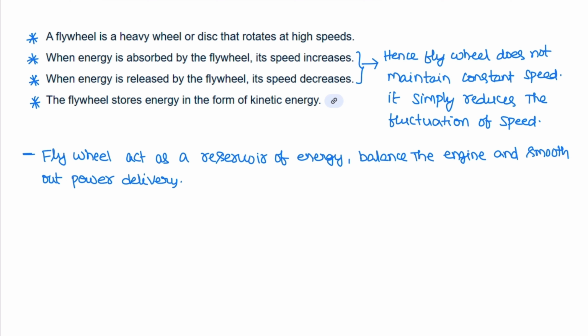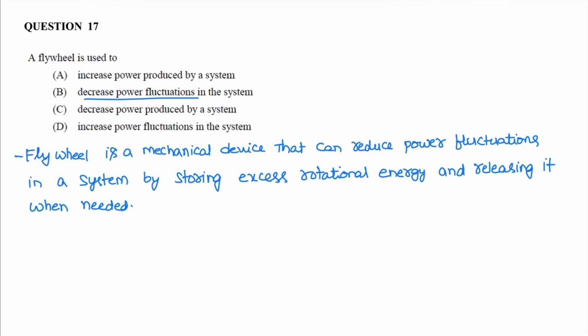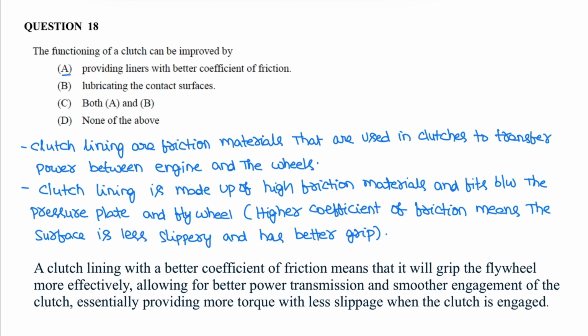Flywheel stores energy in the form of kinetic energy. So flywheel is a heavy wheel or a disc that rotates at high speed. When energy is absorbed, flywheel speed increases. When energy is released, its flywheel speed decreases. That means flywheel does not maintain constant speed. It is nothing but a reservoir of energy, and it stores energy in the form of kinetic energy. So correct option is B. Next question. The function of clutch can be improved by.